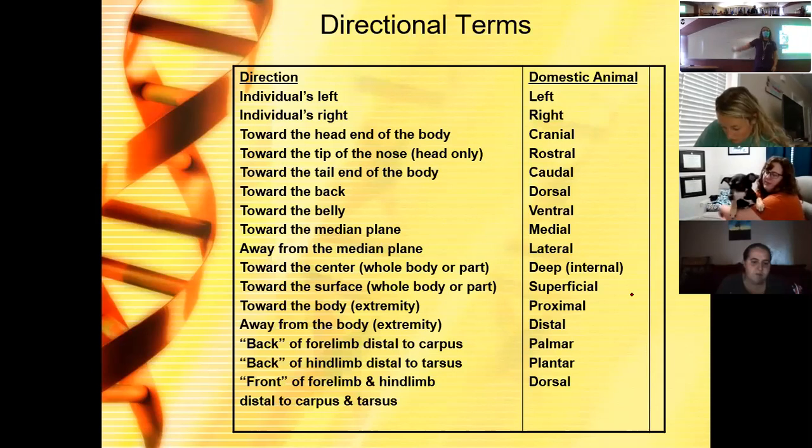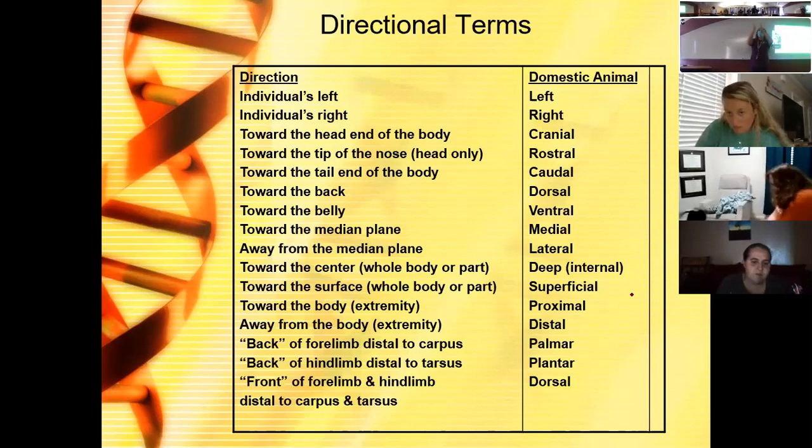Left, right, cranial, rostral, caudal, dorsal, ventral, medial, lateral, deep, superficial, proximal, distal, palmar, plantar. One more time with the list. Going a little faster. Are you ready? Do you think you can handle it?